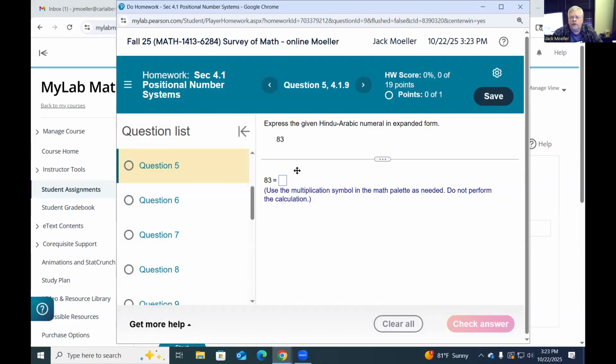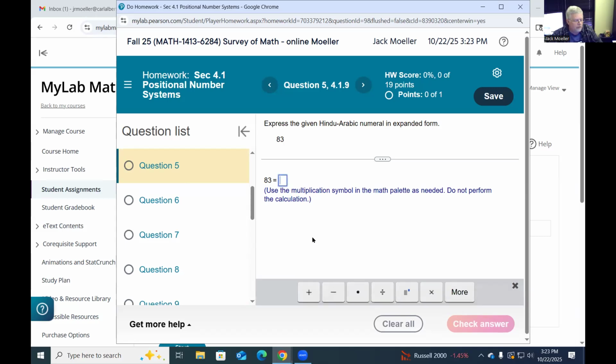A little bit earlier, it put it in expanded form. So 83 is 80 plus 3. And so then you have to do 80 times 10, or 8. So you have the multiplication dot down here that you can use, or again, you can use the shift 8. And if you want to do exponents, then you need this box. Oh, I can do 10 first, and then you do that box. Okay, sometimes you got to play around with it.